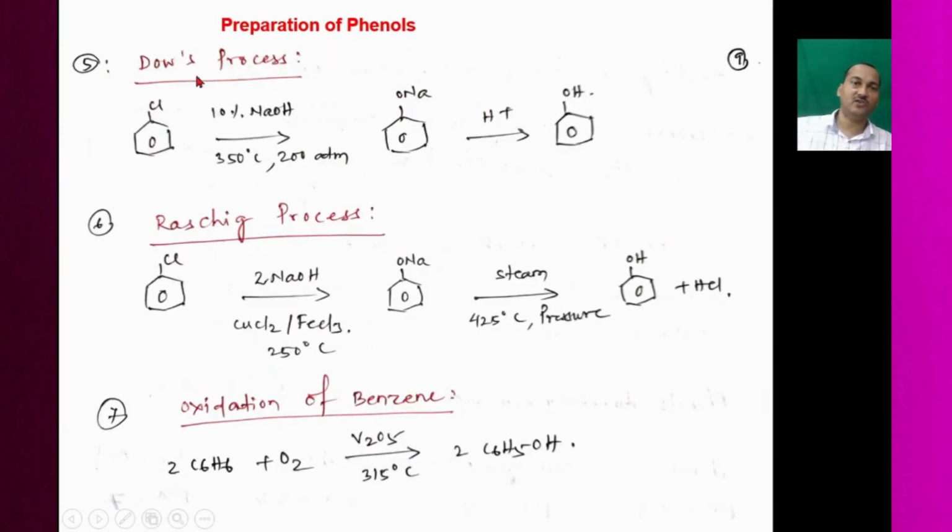Another method is the Dow process. Chlorobenzene is treated with 10% sodium hydroxide at 350 degrees Celsius and 200 atmosphere. So you get sodium phenoxide, and upon treatment with acid you get phenol. Another method is called the Raschig process. Chlorobenzene is treated with sodium hydroxide, cuprous chloride or ferric chloride at 250 degrees Celsius. You get sodium phenoxide, and upon treatment with steam at 425 degrees Celsius and pressure, you get this phenol. Similarly, benzene can be oxidized in presence of oxygen and vanadium pentoxide. You get this phenol.